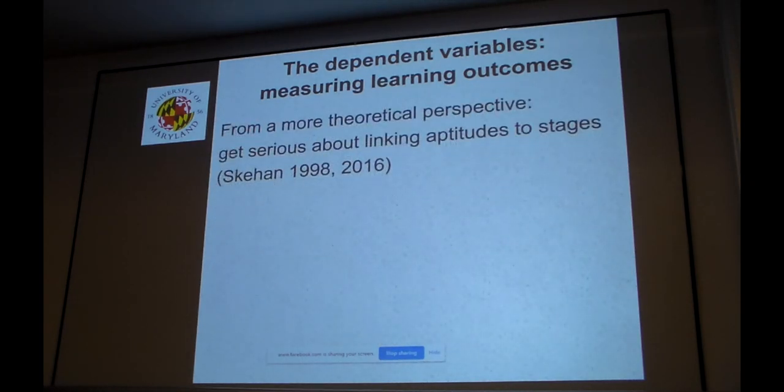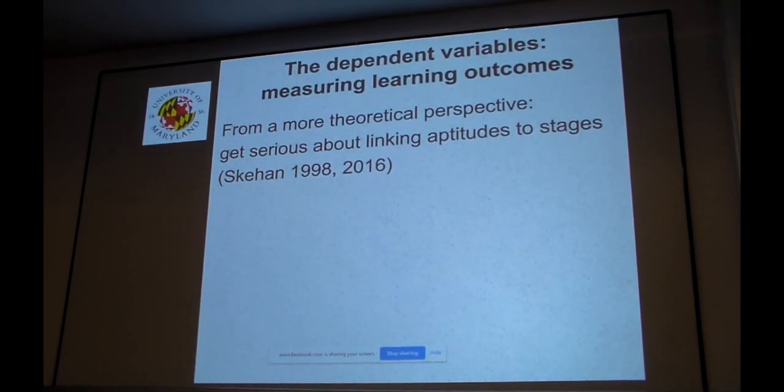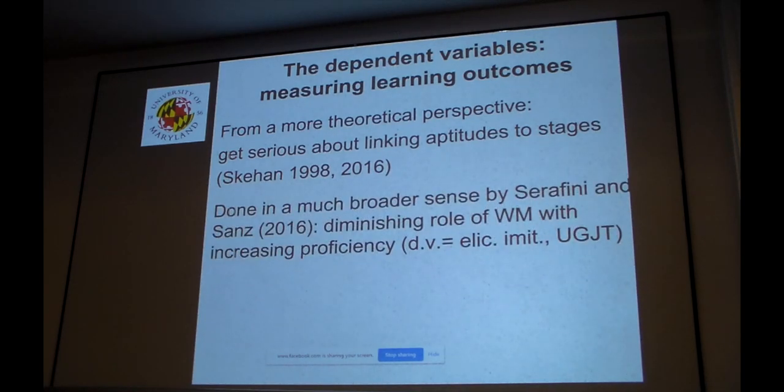Now, from a more theoretical perspective, we should also get serious about linking aptitudes to different stages of learning. Because Ian has insisted on that in a number of publications, because we can all see that there is a difference between initially grabbing a word from the input, hearing it, remembering it, later integrating knowledge into fluent speech, and so on. These are very, very different stages of learning, requiring probably different aptitudes.